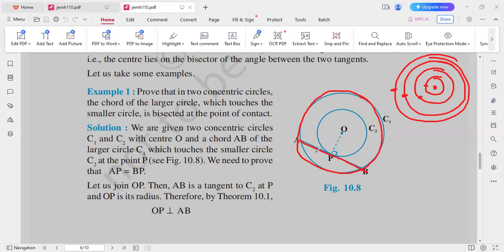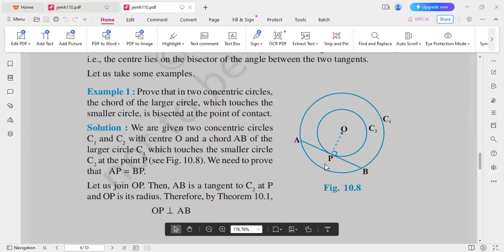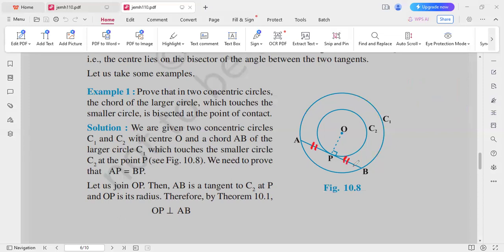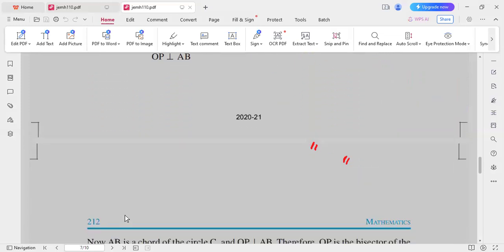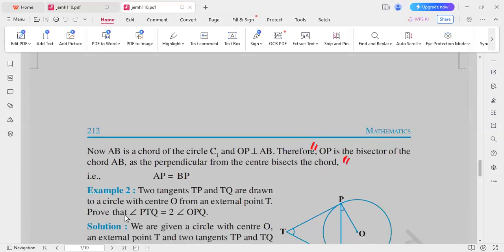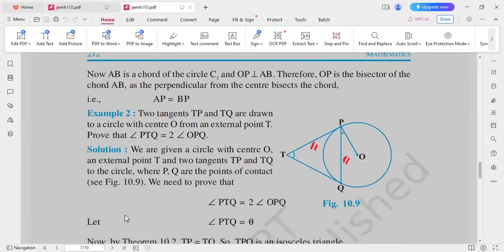So it simply says that there is a theorem that if you have two concentric circles and a chord of the larger circle which is touching the smaller circle at the point of contact, then the length of this will be equal to the length of this. These all are theorems, you just need to remember them. So the length of AP will be the same as the length of PB. Okay, Manya? You don't need to understand all these proofs. You just need to remember these theorems so that you can use them in your questions.